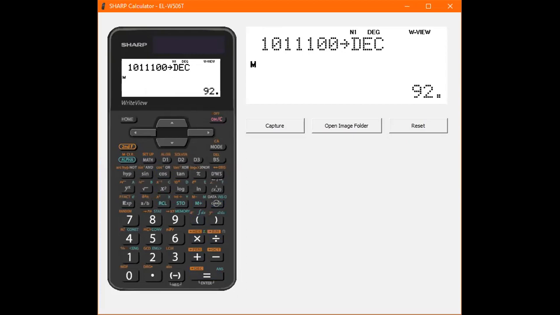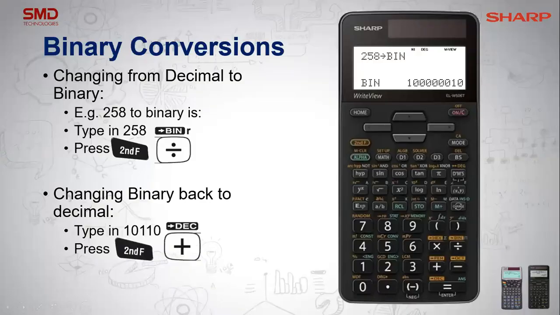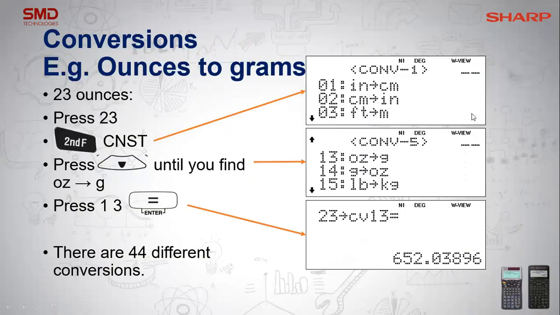So the binary on the calculator is very, very easy to use, and you don't need to go anywhere. It just stays in normal mode the entire time. So you can switch between various calculations all the time.